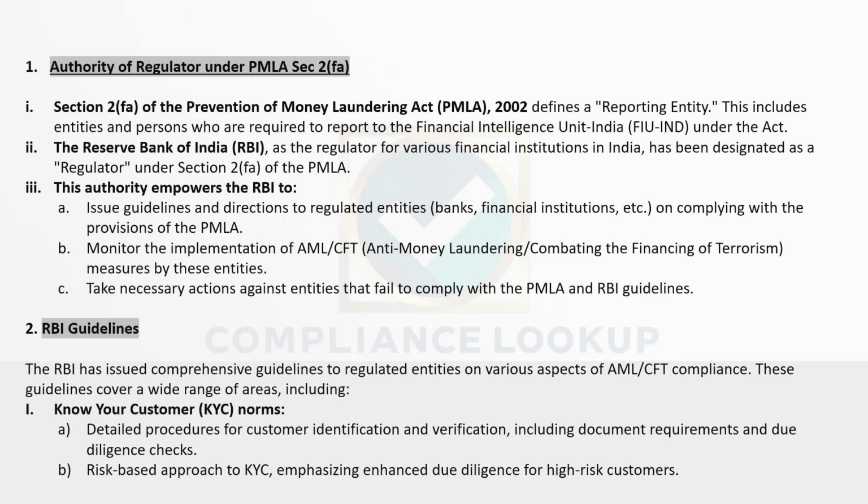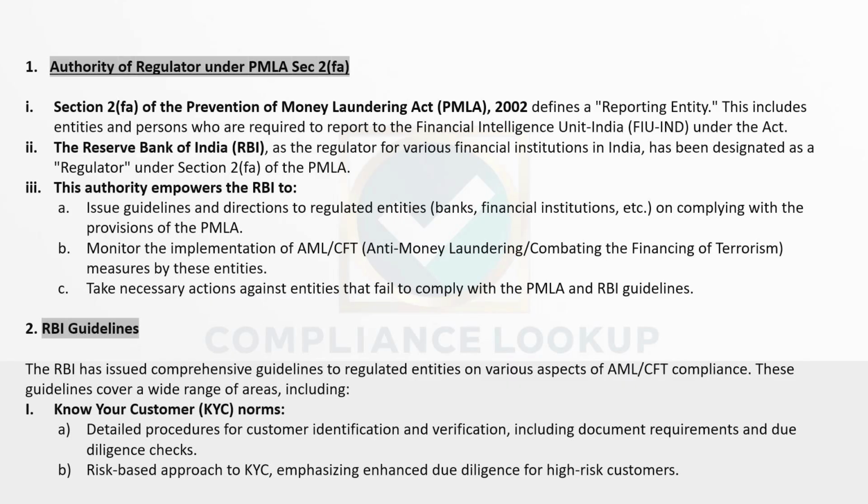What does the RBI do as a regulator? First, issuing guidelines. RBI provides detailed instructions to banks and financial institutions on how to prevent money laundering and identify suspicious activities. Second, monitoring compliance. RBI keeps a close watch to ensure that these entities are implementing AML/CFT measures properly. Third, taking action. If a bank fails to follow the rules, RBI can take corrective actions, impose fines, or even restrict its operations until it complies.